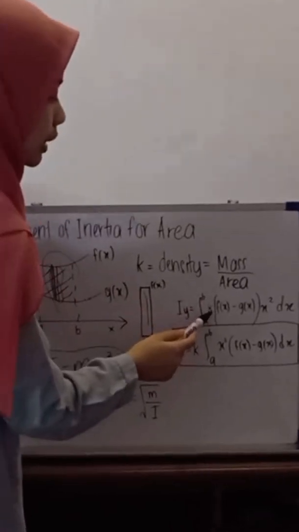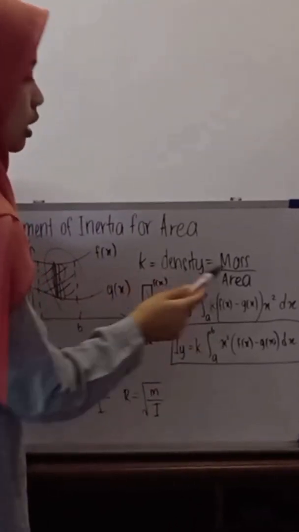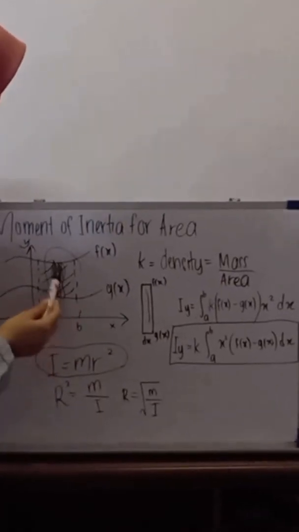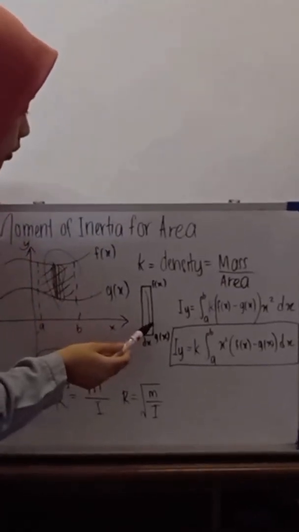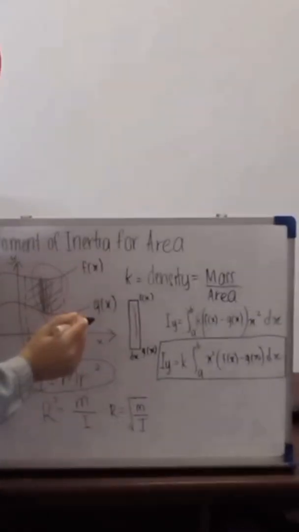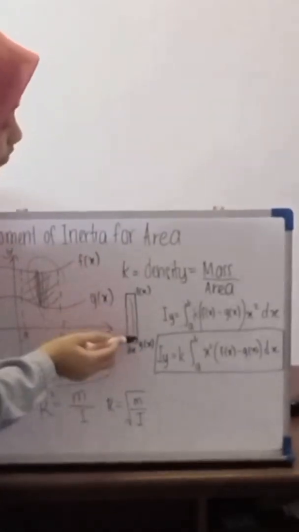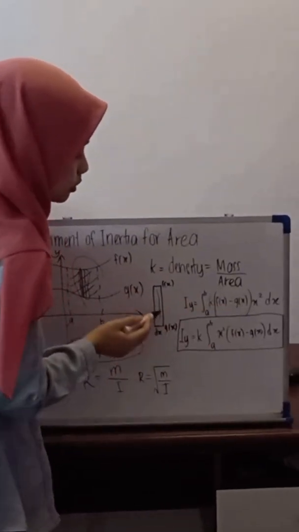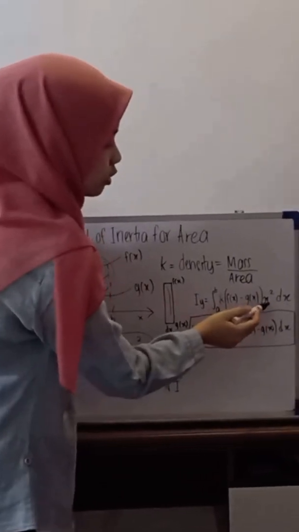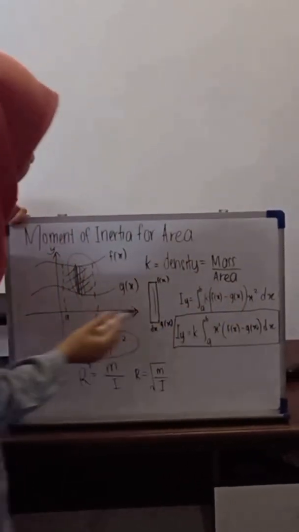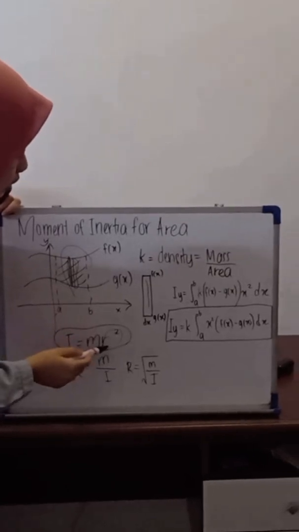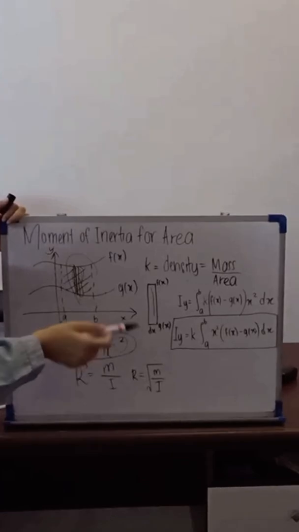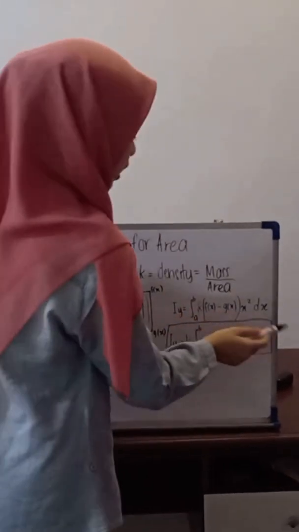Okay, and then we conclude the k, which is the density, mass over area, times the mass. Mass we can get from the strip, the mass of the strip times the area. The area we can get from the strip. The area of the strip is f(x) minus g(x) times dx. And then we can get x squared from the radius from the axis of rotation. Then we get the x squared dx.